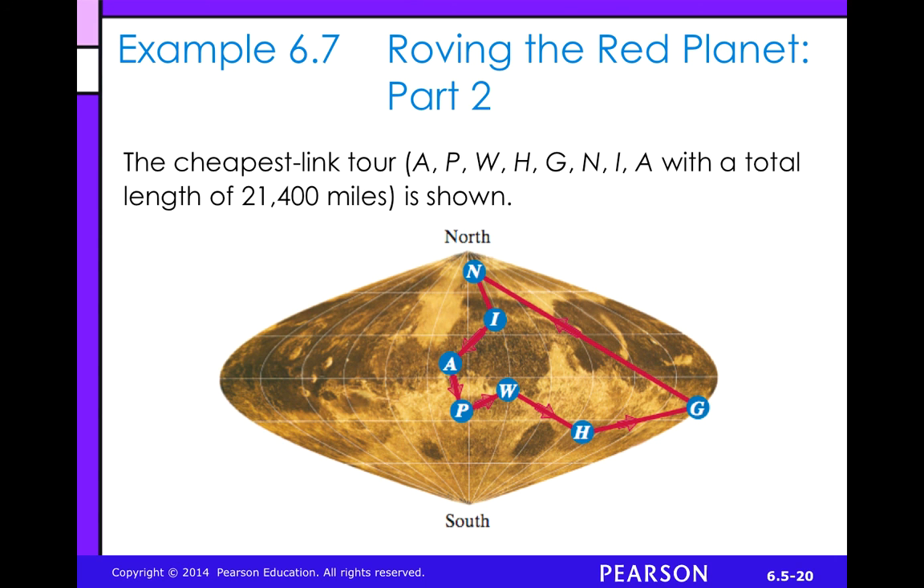So here's what the route ends up looking like. This GN edge is humongous, right? We would have liked to avoid that, but the cheapest link tour is what it is. APW, HG, NIA.